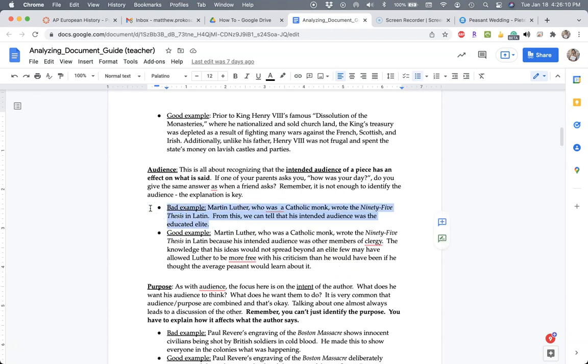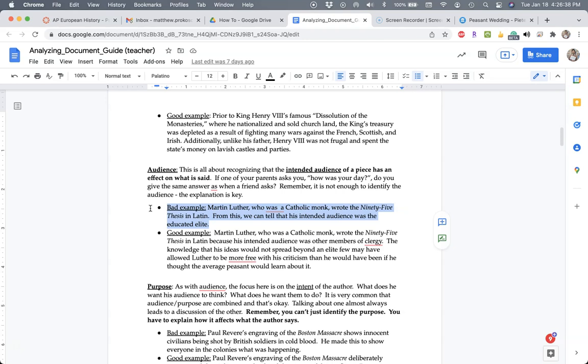So, full disclosure, when it comes to audience and purpose, I often kind of mix the two. To me, it's really tough to talk about audience without talking about purpose and vice versa. And that's okay. You can do that. It doesn't matter if you think you're analyzing for audience and you automatically analyze for purpose. You will still get the correct point. The reader will sort that out. That's okay. But regardless, here's a poor example involving Luther.